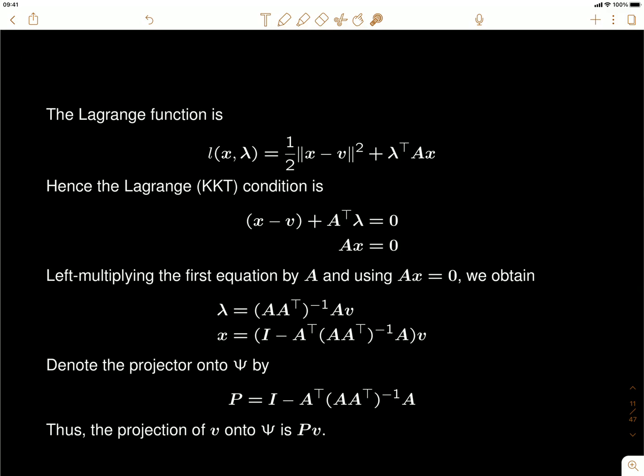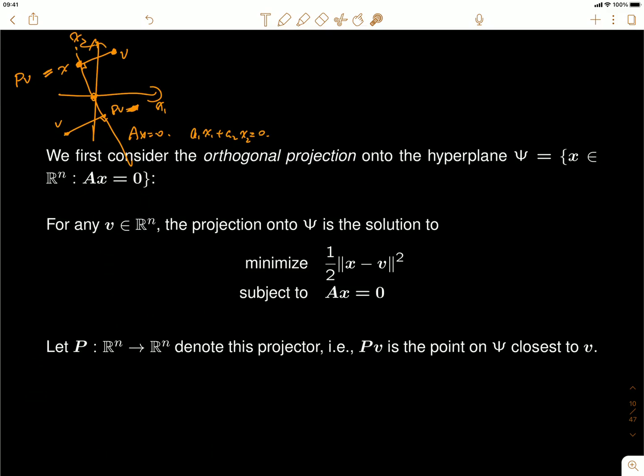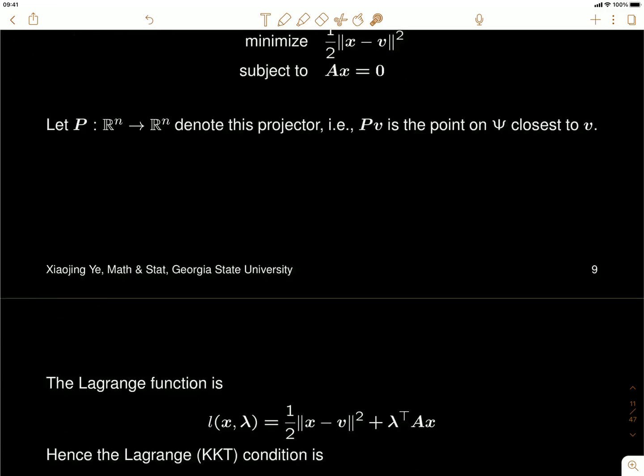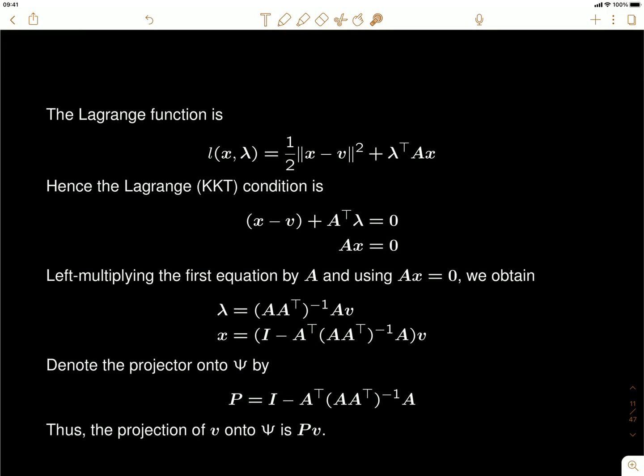Okay, so we have this optimization problem to solve right now for this projection step. This is a linear constraint optimization problem, and it has a pretty simple objective function, which is quadratic, and a simple constraint, which is linear. So we can first construct the Lagrange function, and then use the Lagrange condition to solve for the first order necessary condition for a minimal point.